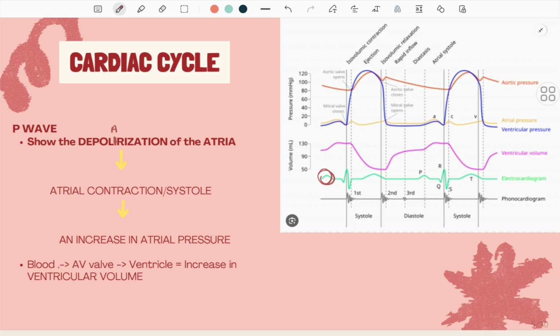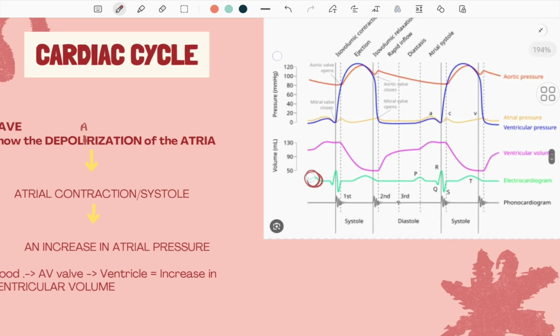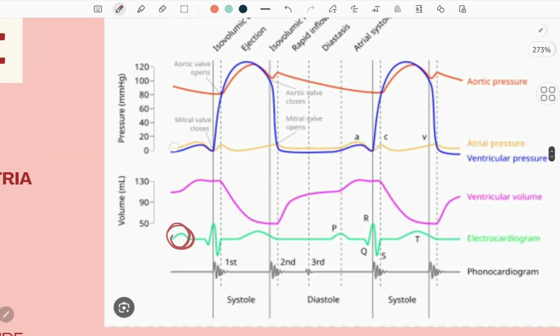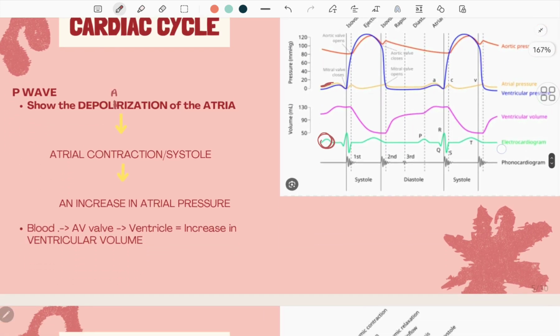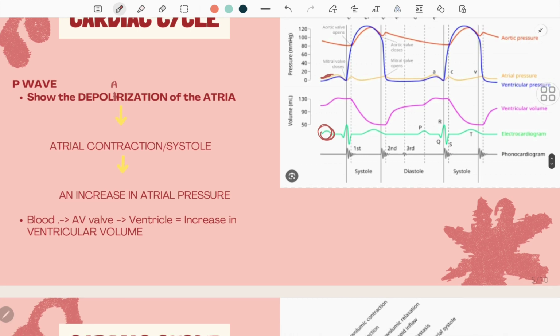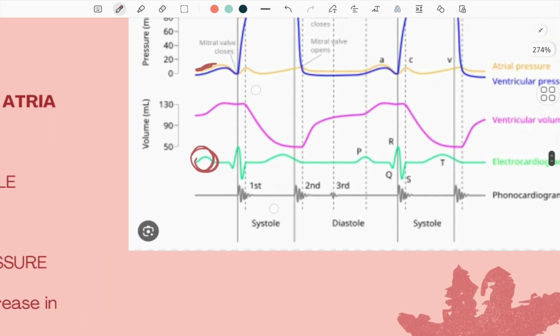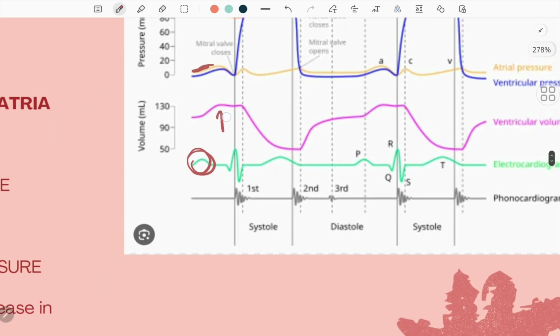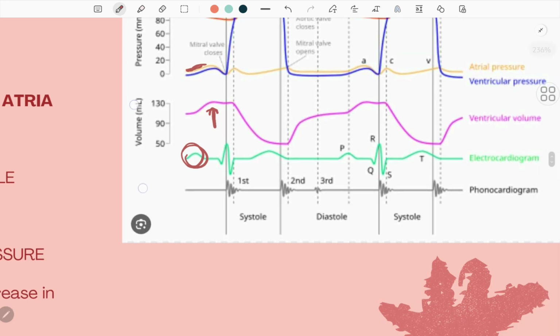So for us to better see the atrial contraction, we have to focus our eyes on this yellow line, which is the atrial pressure. You might be wondering what happens to the blood when there is an increase in atrial pressure. The blood will flow from the AV valve to the ventricle. Since there is blood filling up the ventricle, there is now an increase in ventricular volume, which we can also see in the ECG here. There's a slight bump in the ventricular volume.